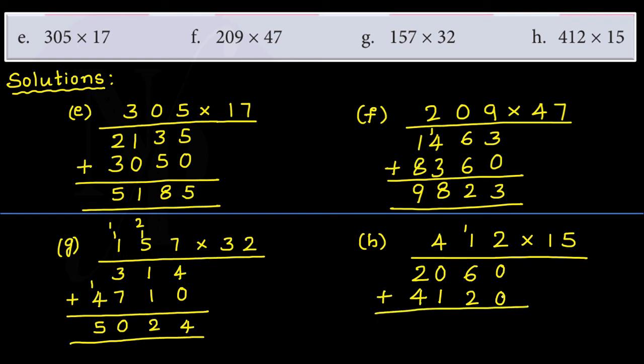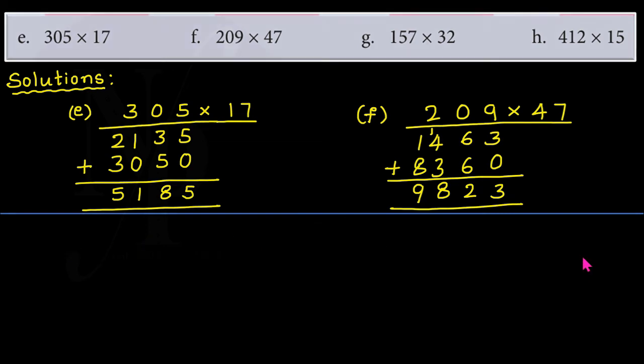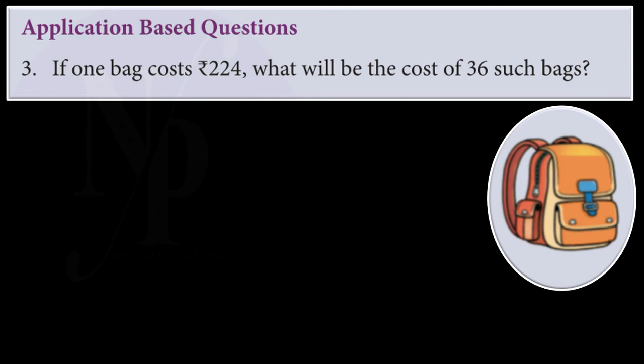0 plus 0 is 0. 6 plus 2 is 8. 0 plus 1 is 1. 2 plus 4 is 6. Therefore, 6180 is the product of 412 and 15. Next we have application based questions.